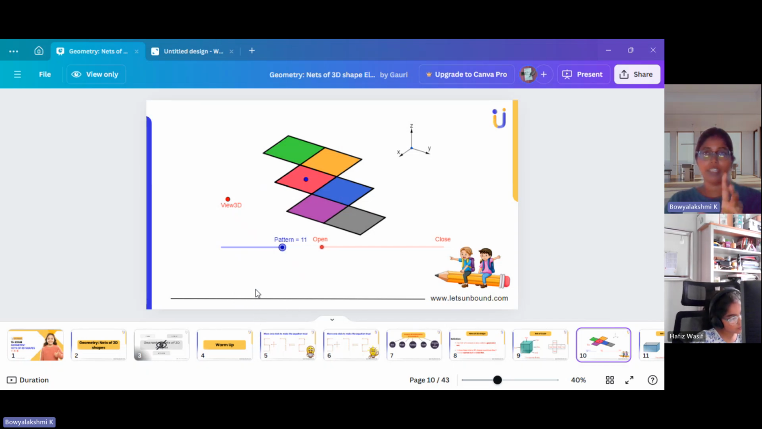One more question. How many faces does a cube have? Face, like front, back, left, right. 6. Yeah, perfect. Cuboid? 6. Okay, that's great.